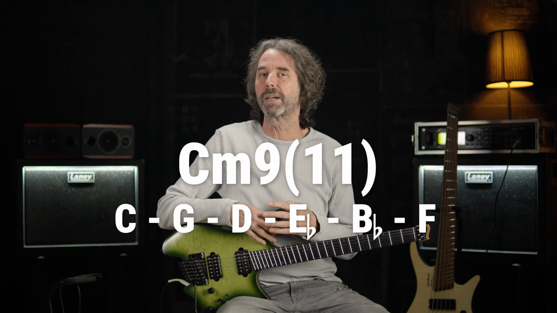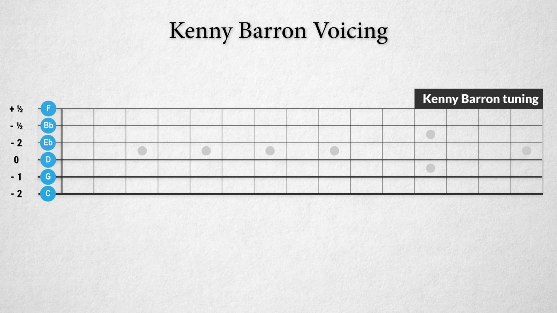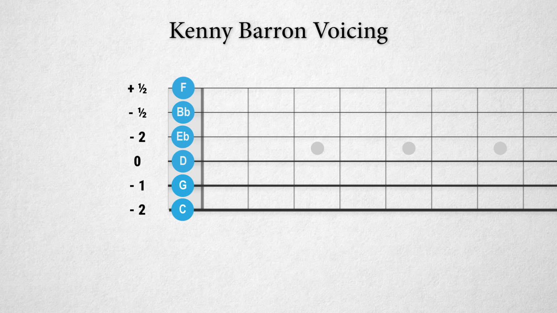It is the way of the Kenny Barron tuning for guitar. You literally tune the guitar to a C minor 9/11 chord. Thick strings and a multi-scale neck are welcome for this extreme tuning that goes from low to high: C, G, D, E flat, B flat and F. And if your first string can hold it, you could go up a semitone.